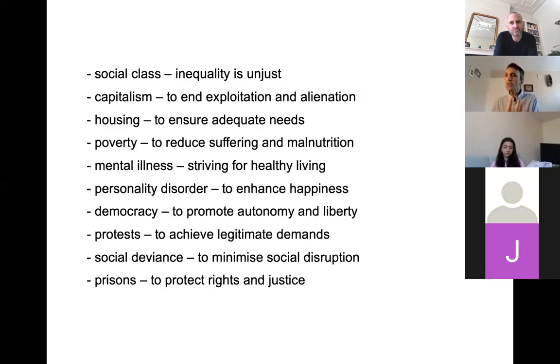So in all these topics, values are important. They may not be explicit, because we invariably look at the evidence or the figures, but they are there if you drill down.